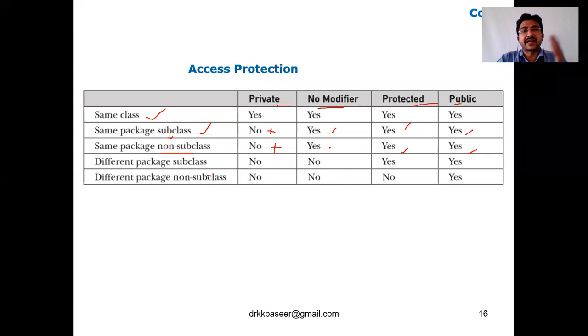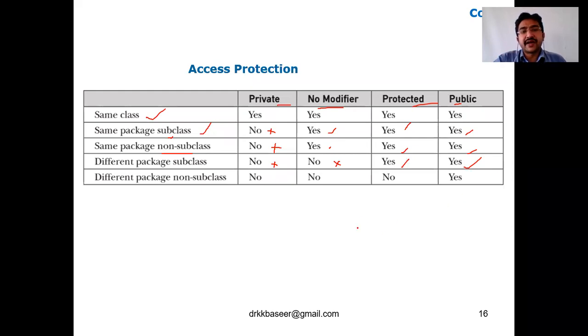Now, different package subclasses. Different packages means package 1 and package 2. If you declare something in package 1 as private, you can't access it in package 2. For no modifier also, you can't access it. Only if you make the modifier protected or public can package 2 access package 1. No modifier means you don't declare private, protected or public; you are not giving anything, just a class name A and a method like void print. There is no private, no protected, no public.